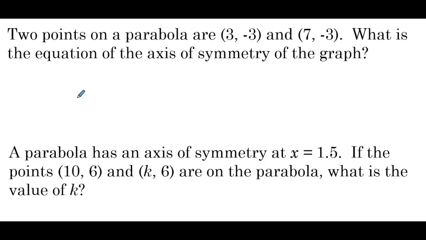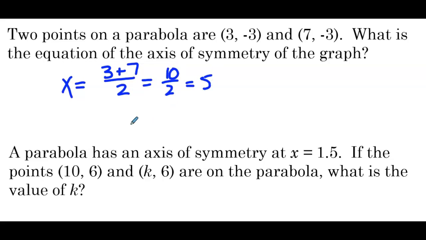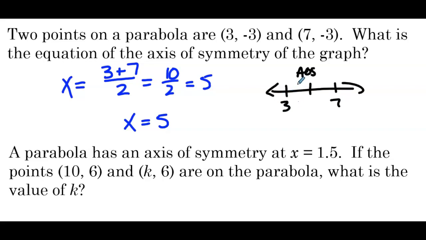You find their average. Okay, so the axis of symmetry is x equals the average of 3 and 7. So that's 10 divided by 2, which is 5. So x equals 5. If you want to draw a number line to visualize it, this is our axis of symmetry that we're looking for. We know x equals 7 and x equals 3. Exactly in the middle of those two values is 5.